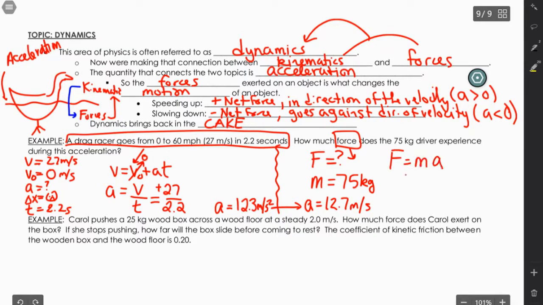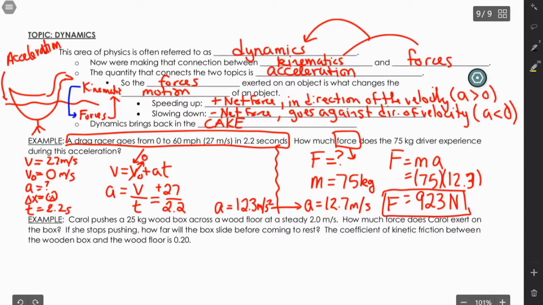We're going to do F equals ma. So 75 times 12.7. And so how much force did they experience? So that's not 12.7, 12.3 it should be. I apologize. And so that's going to be a force of 923 newtons.